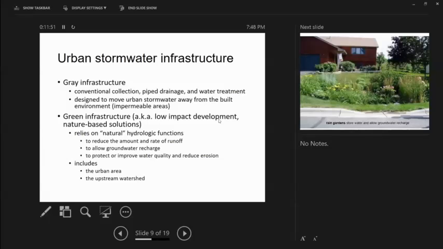And when we think about green infrastructure, I kind of divide it geographically in two parts. There's the urban area itself, where we would like to make sure we can manage the stormwater properly, and green infrastructure may help that. And there's the watershed that's upstream of the city. We also would like to perhaps see that the upstream land is managed in a way that resembles natural hydrologic functions.